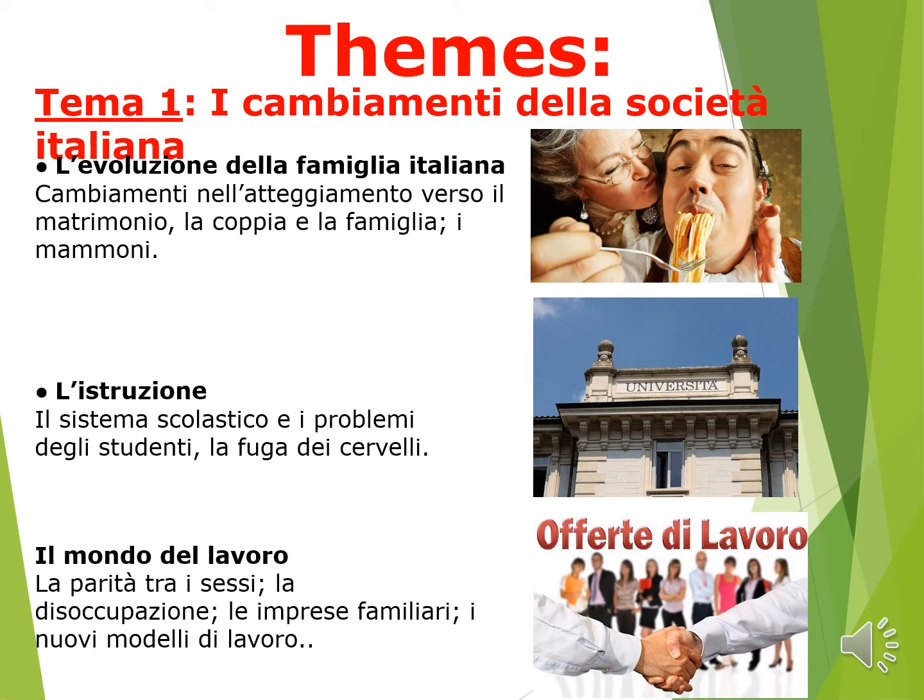The first theme is changes in Italian society: the evolution of the Italian family, changes in attitudes towards marriage, couples, family, mummy boys, education, the school system, problems that students face, and the brain drain, which is all about Italian graduates, highly qualified students, who then decide once they've got their qualifications to go abroad to find work. And then the world of work, the equality of the sexes, unemployment, family businesses, and new ways of working.